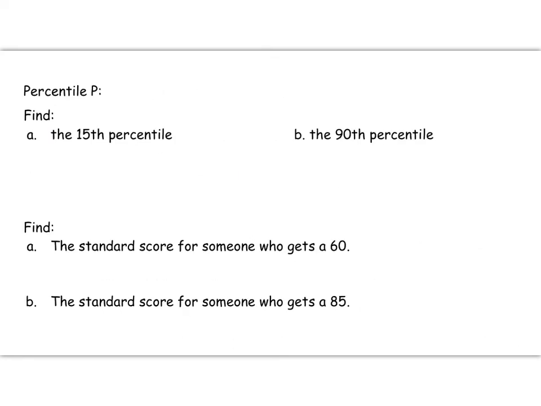Okay, so percentile is the percentage of scores that are at or below the score, or the data point, that you're looking at. So percentage of scores in your data set or in your distribution at or below that value.